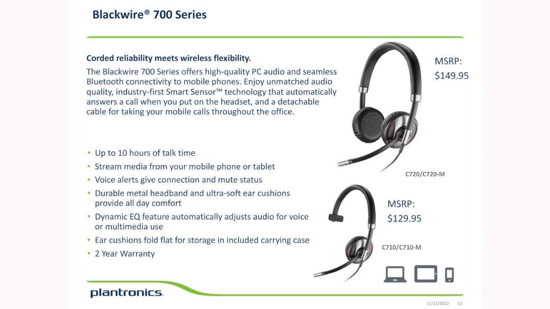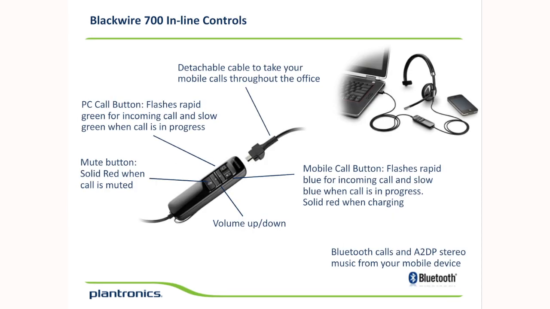That's really great for people who like to listen to iTunes or Pandora from their mobile device. The headset also features voice alerts that give connection and mute status. It will also tell you when you're answering a call using the smart sensors, which is a really great feature as well. So what you're looking at is the inline control pod for the headset. And I mentioned that you can take your mobile calls with you. It has this great detachable cable, so you can actually disconnect from the USB portion of the cable and just bring the control pod and the headset with you to take your mobile calls to a more private location. That's great for people who work in an open office environment.